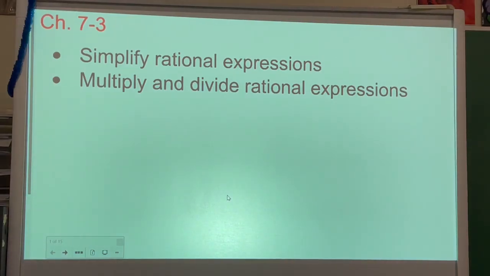Welcome. Let's take a look at Chapter 7, Section 3, Simplifying Rational Expressions, Multiplying and Dividing Rational Expressions.